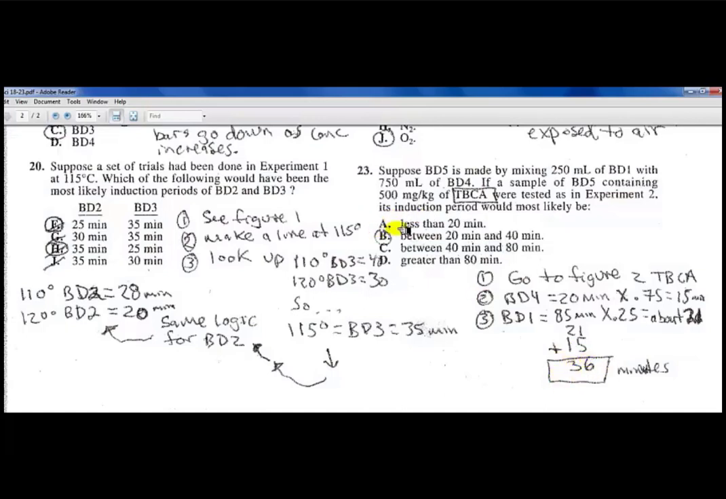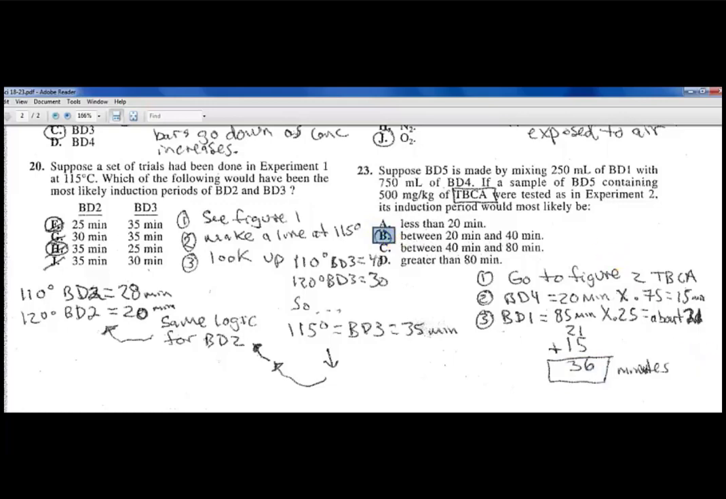You look at your answer choices. A can be crossed out. It says less than 20 minutes. B says between 20 and 40. We derived 36. That works because it's right in there. C says between 40 and 80. That's out. And D says greater than 80. That is out as well. The correct answer, therefore, is going to be answer choice B.